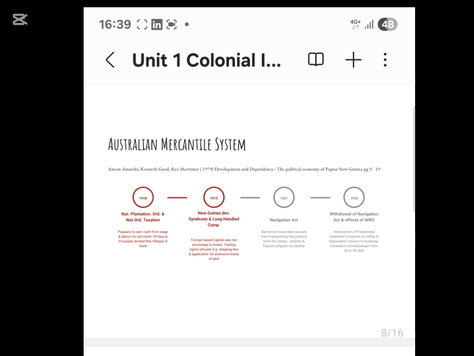If you're coming from an economic background, you would see that competition is essential for economic growth. When you have a monopoly, as the Australian mercantile system shows, it is an example of Australia's monopoly over economic development in both Papua and New Guinea, dictated by Australia's interest.